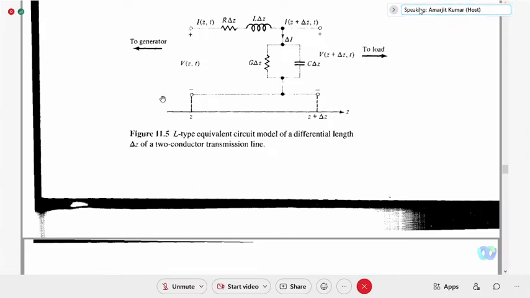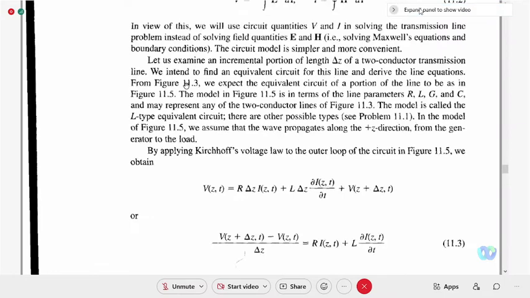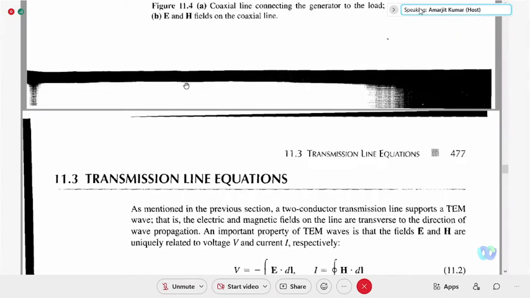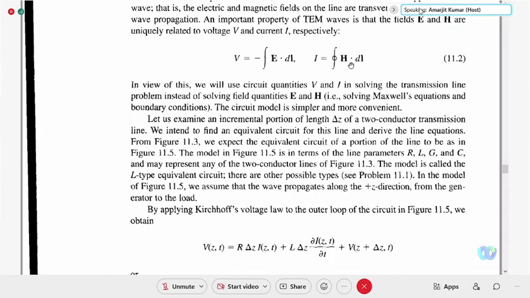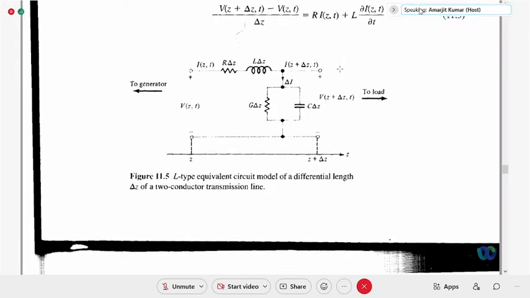And here the generator voltage. Here in this direction we have the generator, and here we will connect a load. So the voltage is V of Z comma T. Voltage is a function of Z and T, because voltage and current we can write in terms of the electric and magnetic fields, which are uniquely related. Voltage and current are basically related to the EM wave field.